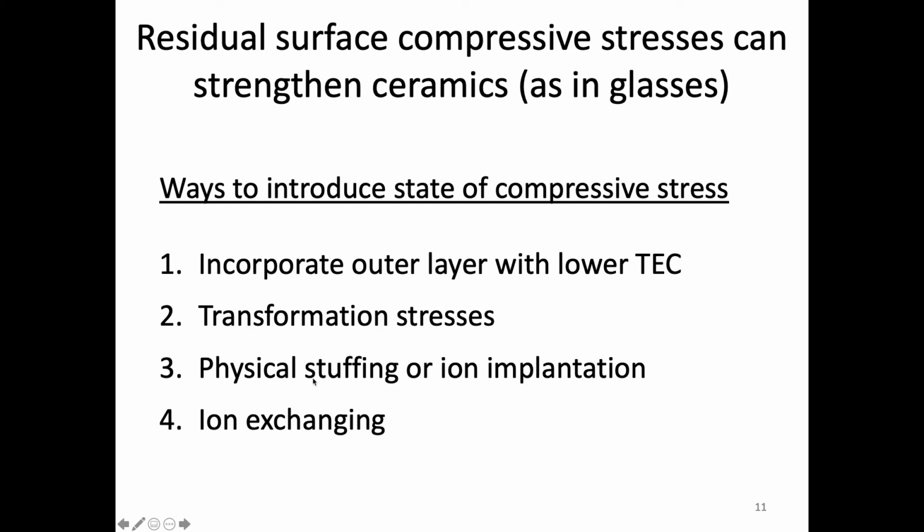So one way is we could use the previous factor that we talked about, so differences in thermal expansions. So if we incorporate an outer layer with a lower thermal expansion, this can give us that compressive stress. We could also have some type of phase transformation that causes compression. We can have a physical or ion implantation, so basically bombarding the surface with larger ions or atoms. And then we could also do ion exchange, like the subject of our lab. So there's lots of ways that work for glasses and also ceramics.